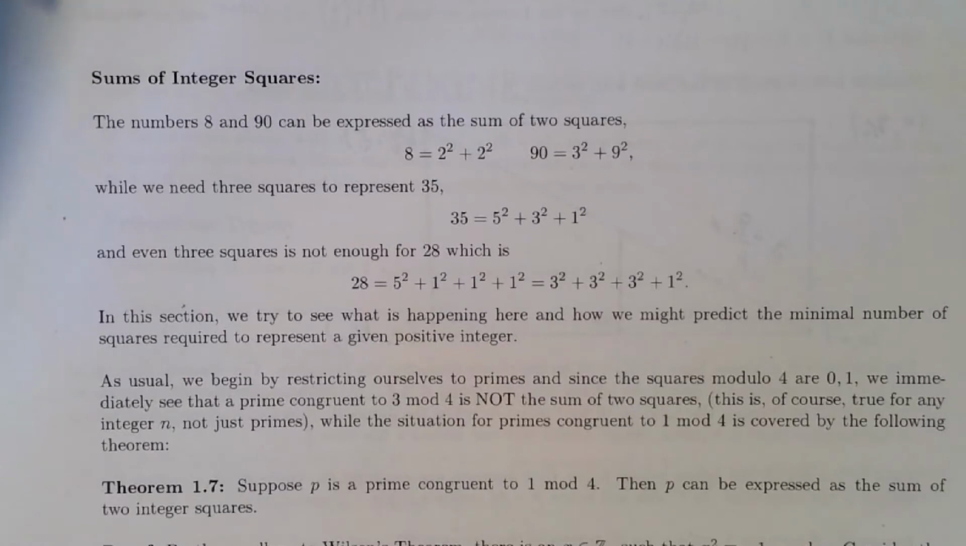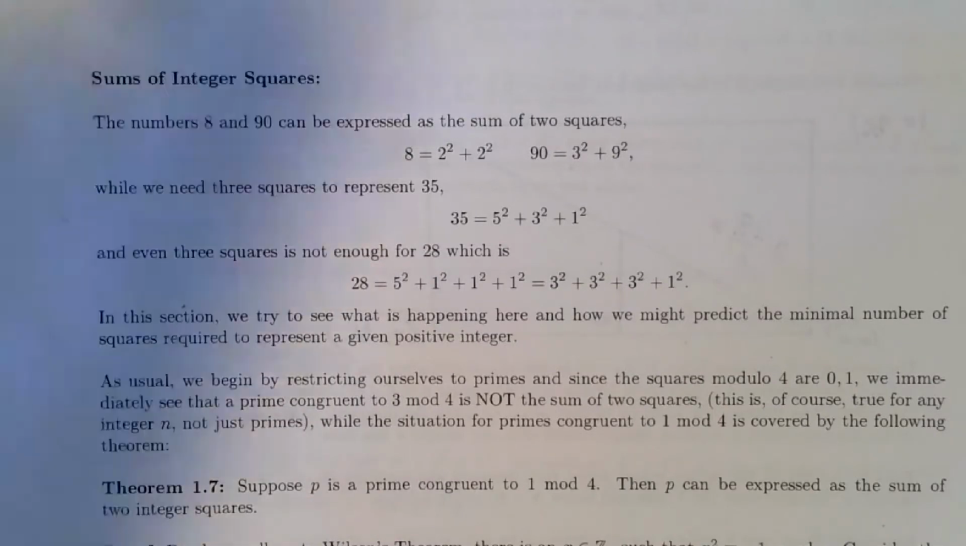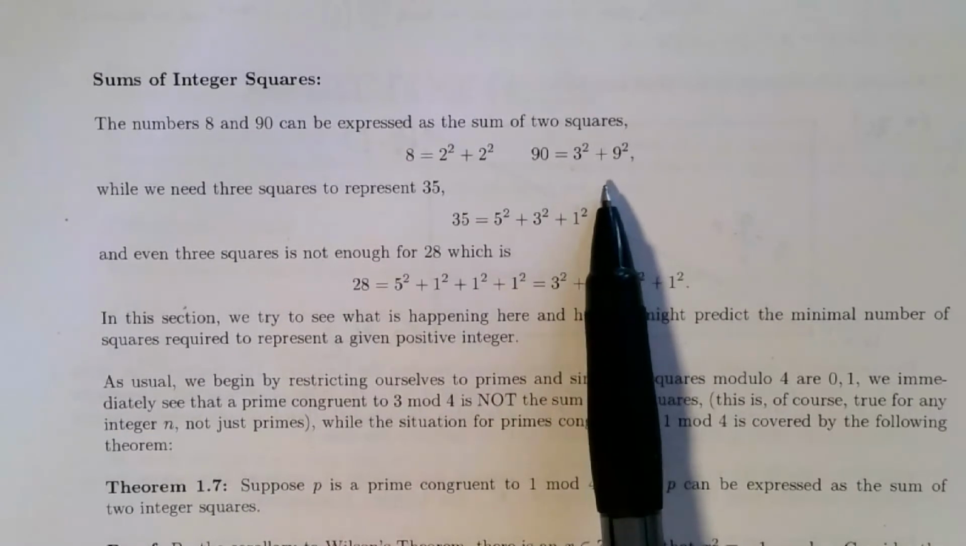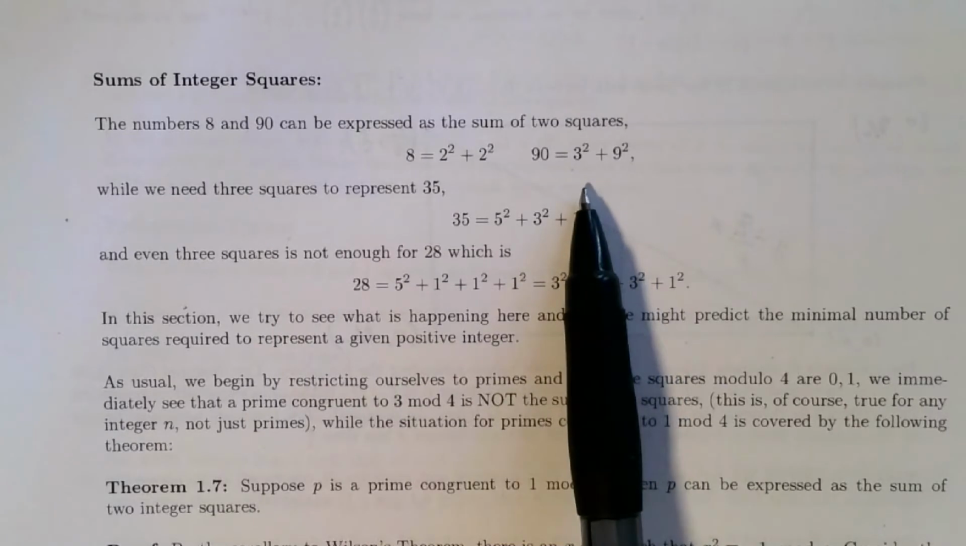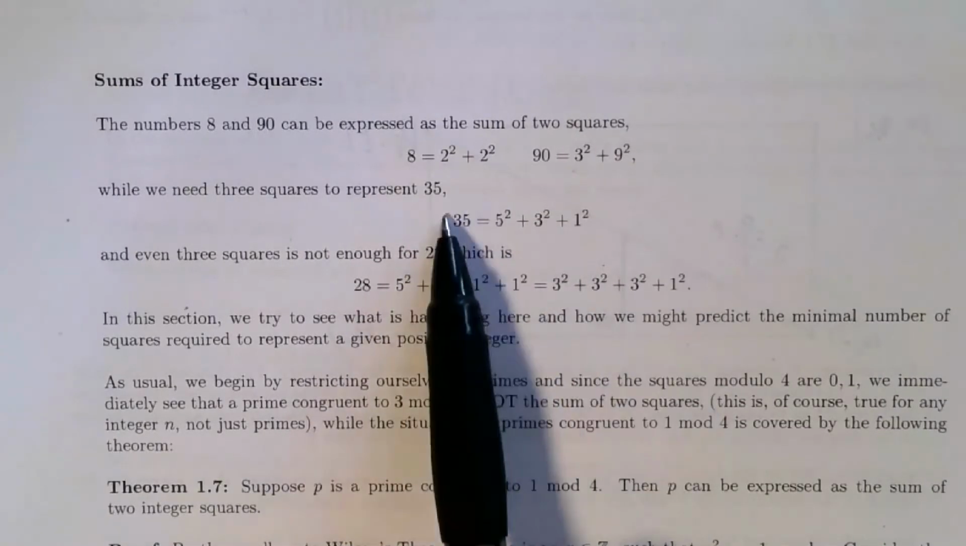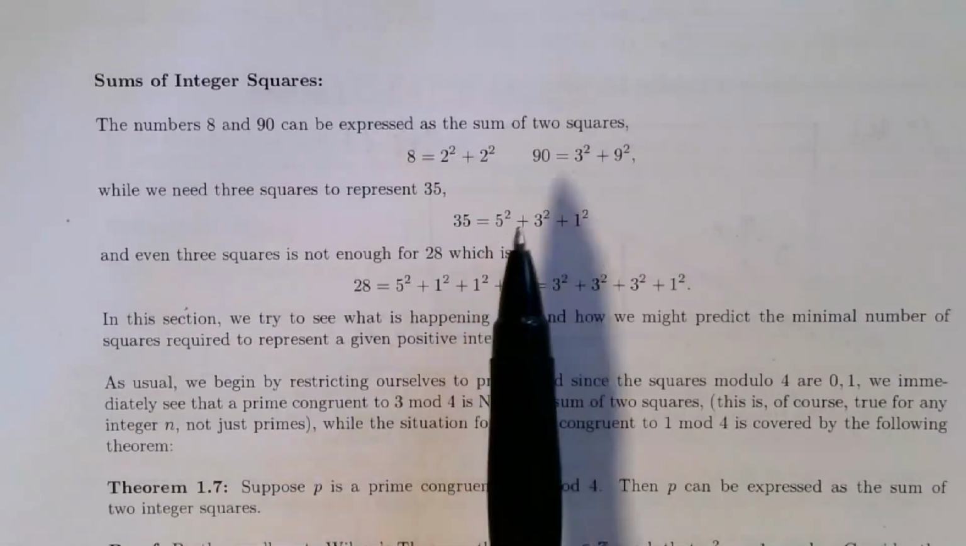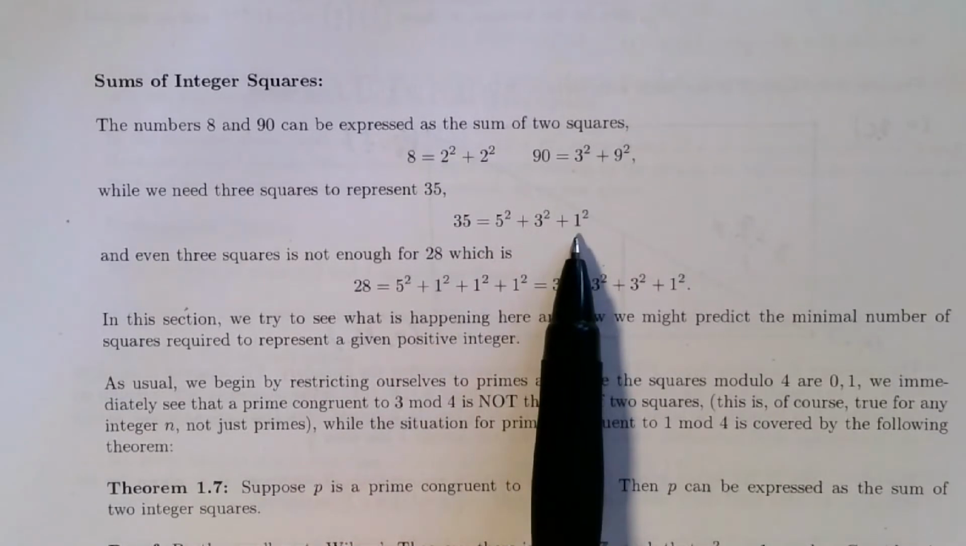So sums of integer squares, we observe that the numbers 8 and 90, for example, can be expressed as the sum of two squares. So for example, 8 is 2 squared plus 2 squared, and 90 we can write as 3 squared plus 9 squared. On the other hand, if you try and play around with 35, you discover that no matter how you try, you can't write it as the sum of two squares. You actually need 3 squares. It's 5 squared plus 3 squared plus 1 squared.